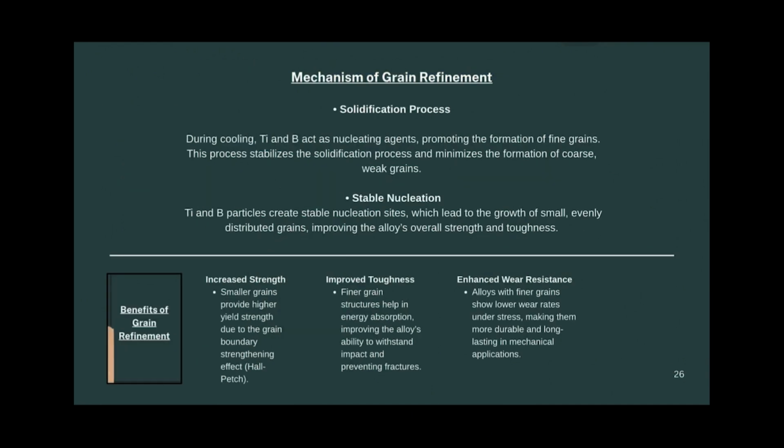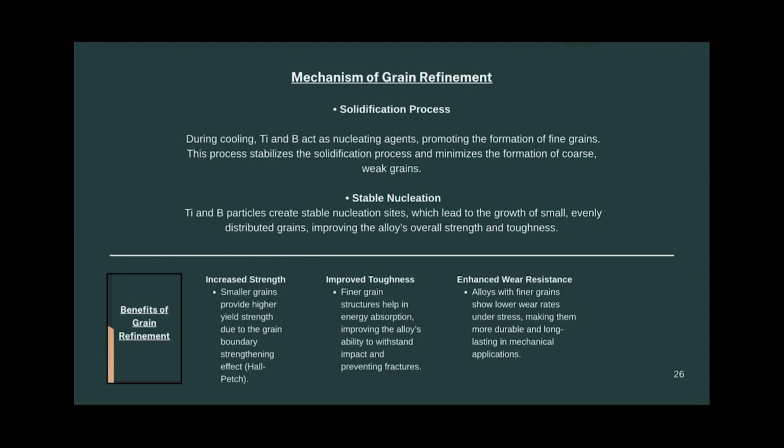The next is the mechanism of grain refinement. The first one is the solidification process. During cooling, titanium and boron will act as nucleating agents, promoting the formation of fine grains, and this process will stabilize the solidification process and minimize the formation of coarse and weak grains.